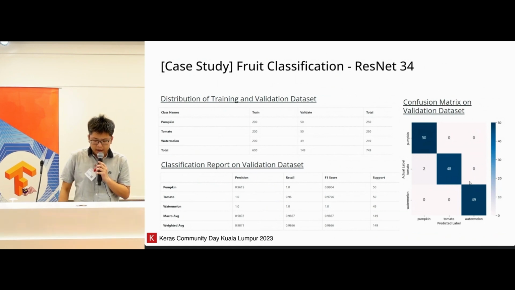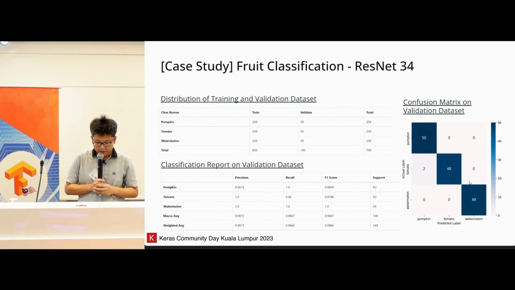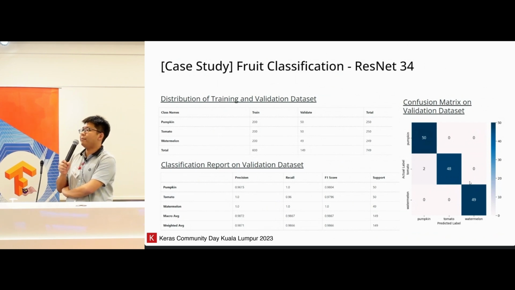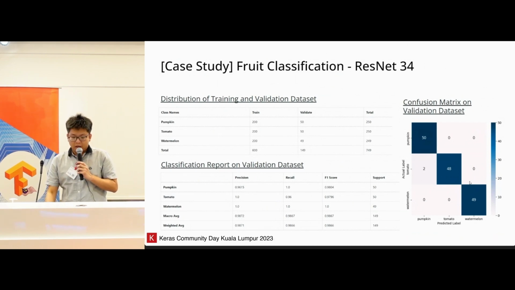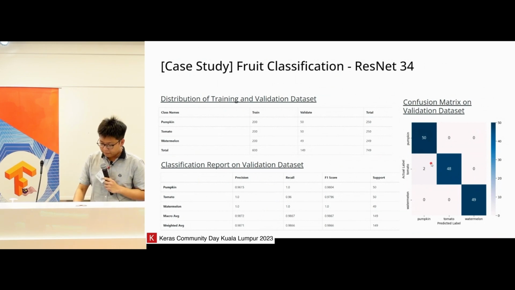In terms of the classification report on the validation dataset, the weighted average accuracy is around 0.98, so it's 98% accurate. Regarding the confusion matrix on the validation dataset, as you can see, there are 2 images that are wrongly classified and the remaining are correct.